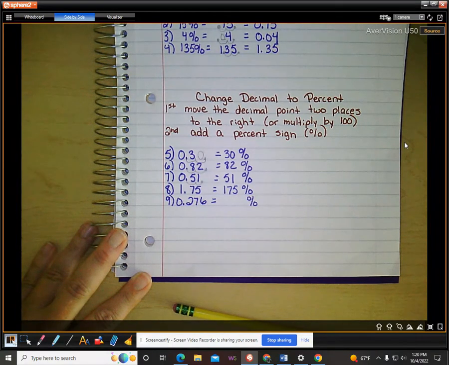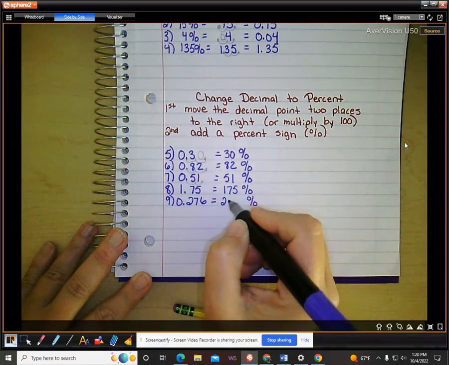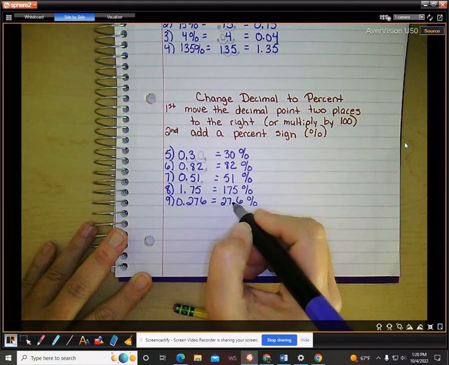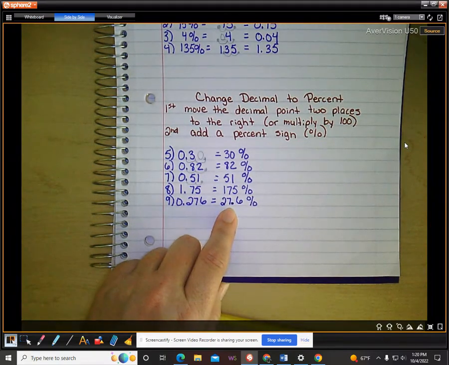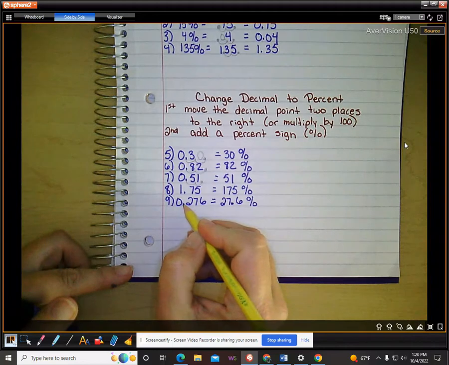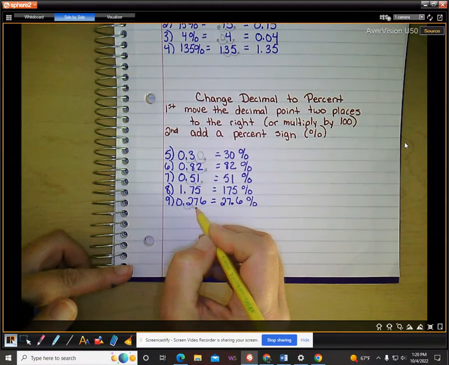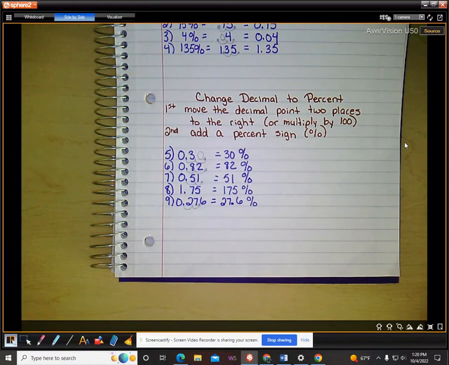Aubrey, what's it going to be? It's going to be 27.6. You can have, not very typical, but you can have a decimal point in a percent. Not very often, but you can. So you take this decimal point, move it 2 places to the right. 27.6%.